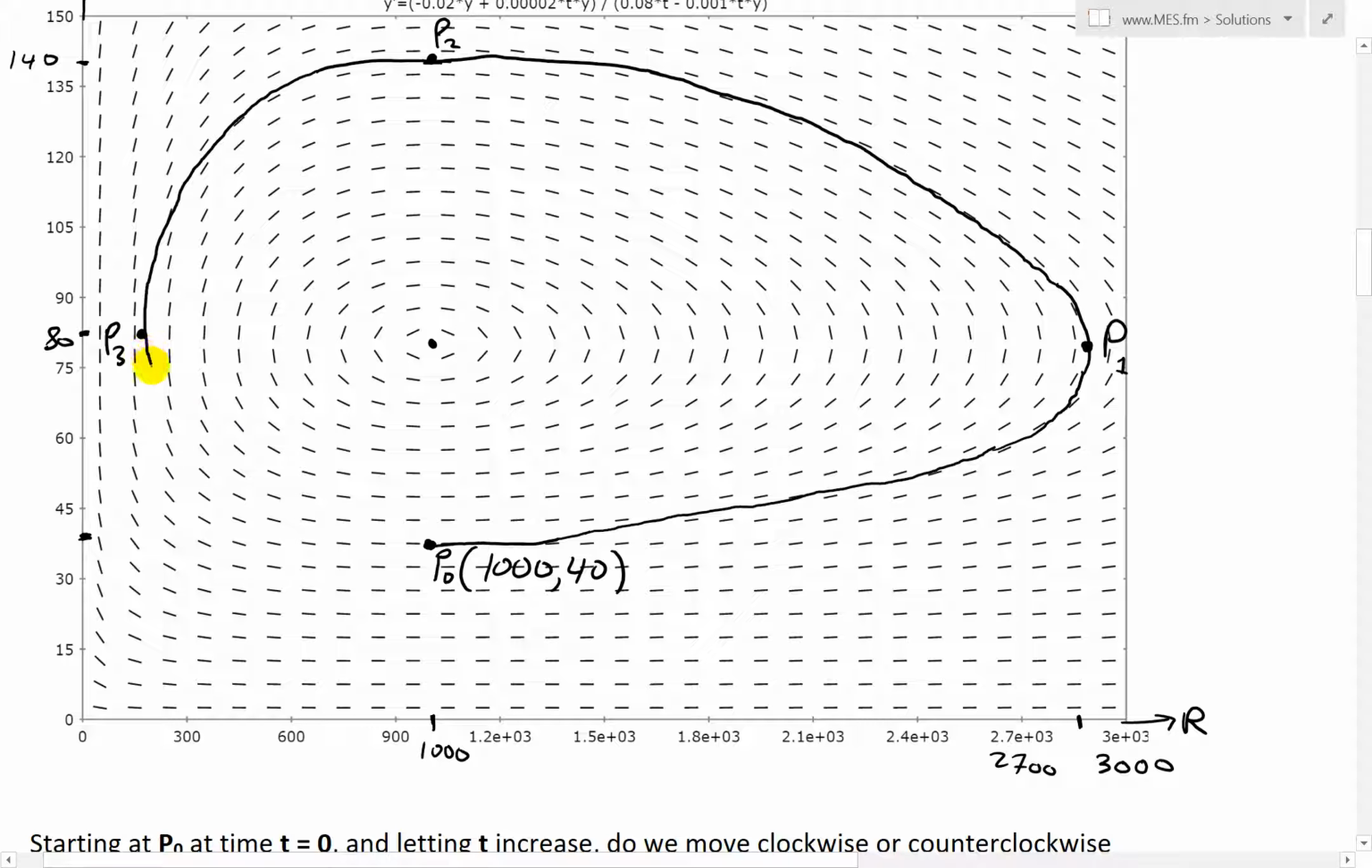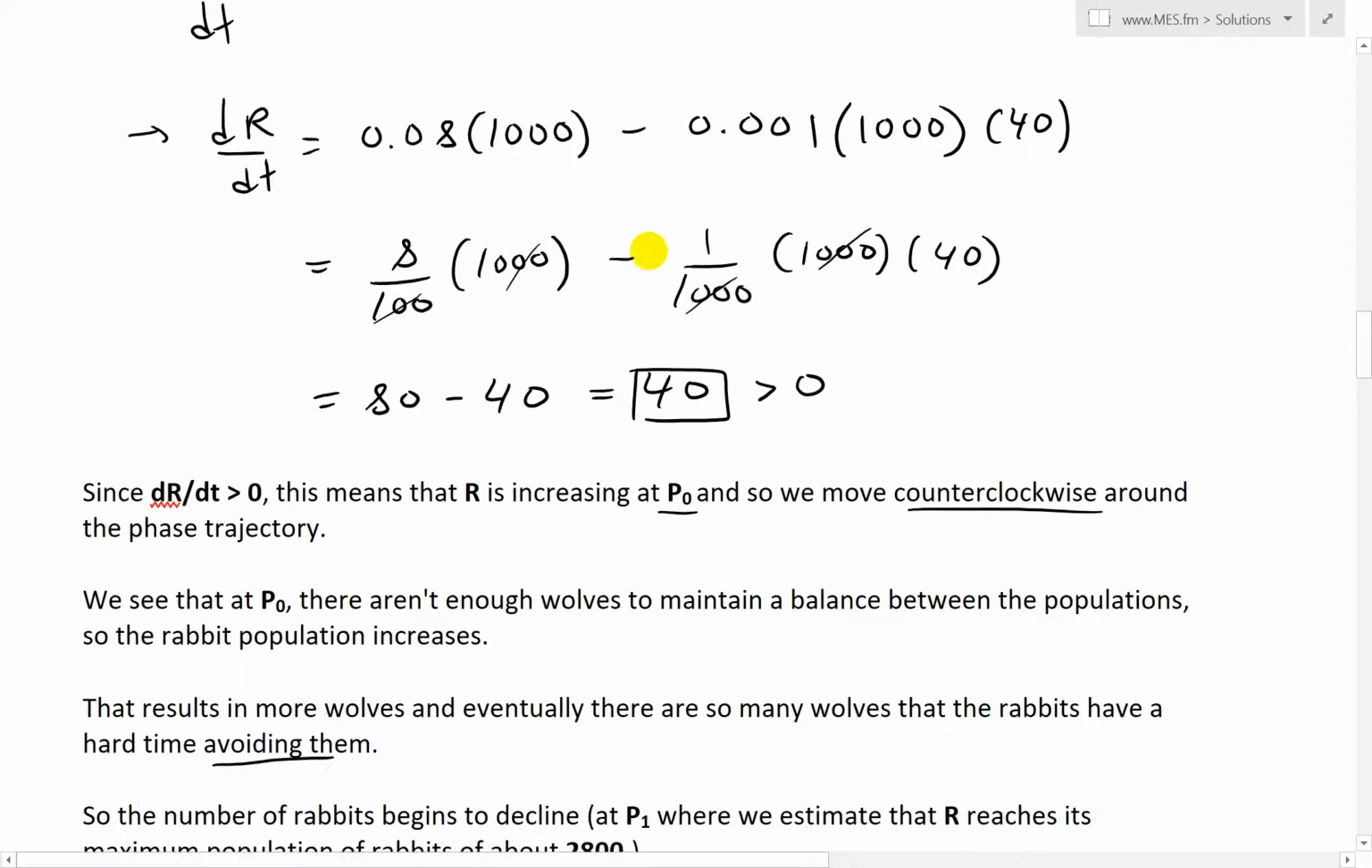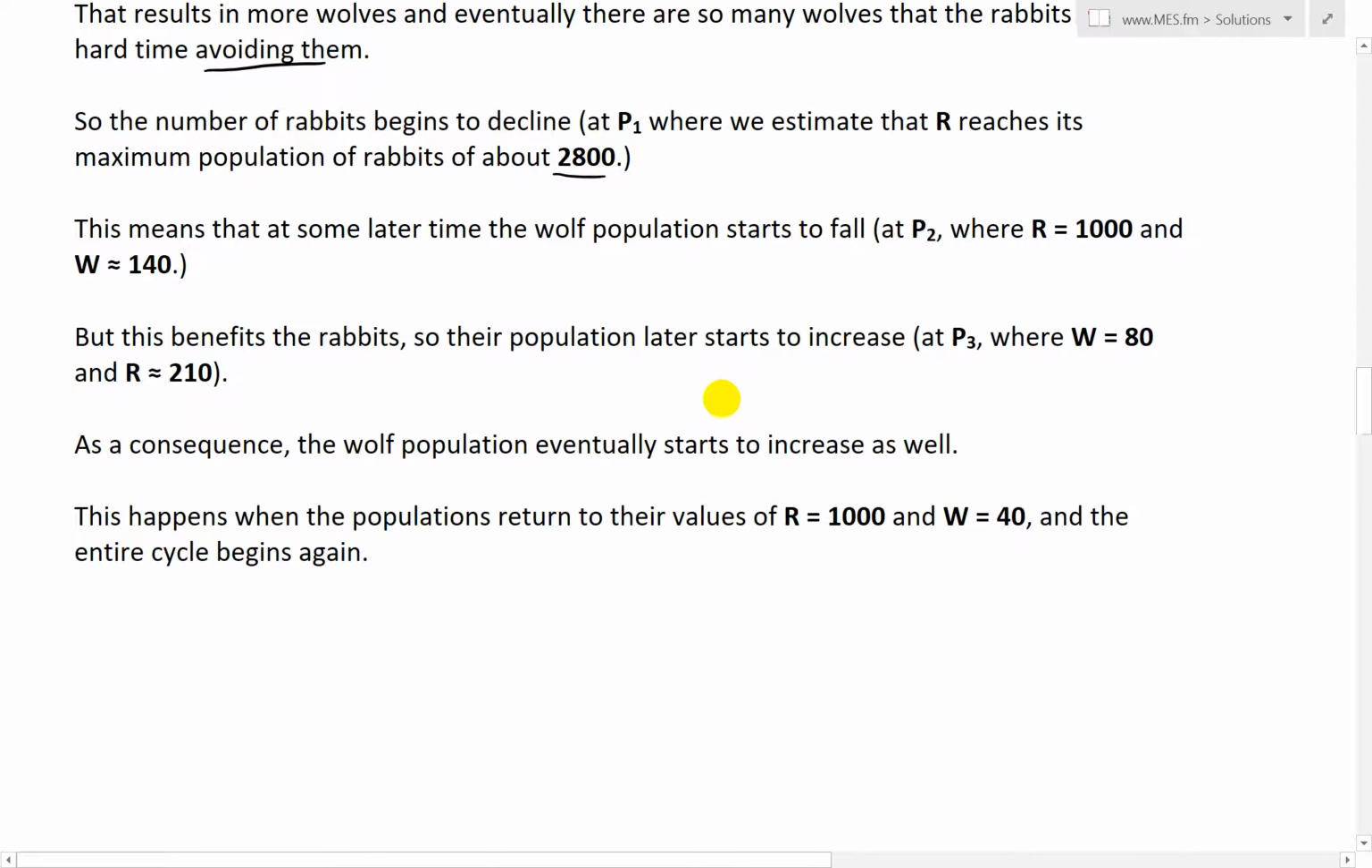And then at this point, the wolf population is decreasing while the rabbit population starts to increase again because there's less and less wolves. That keeps going across, and it eventually goes back to the cycle. And then it just repeats the cycle. So there's the phase trajectory. And let's see the notes I have written down to describe this.